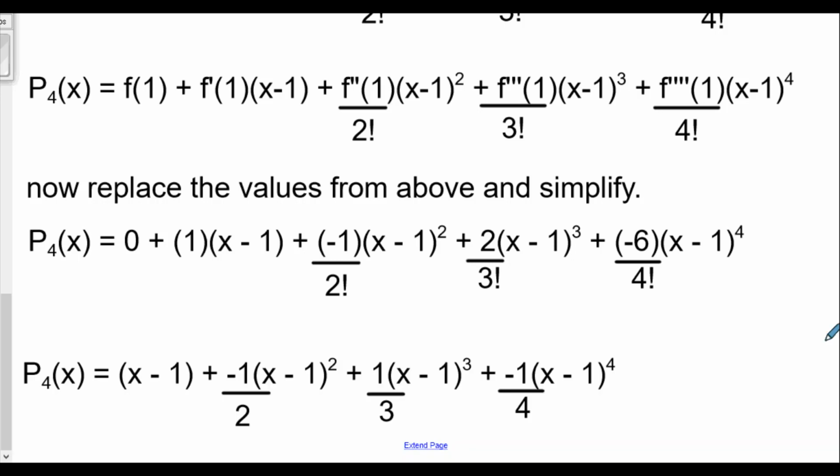We are going to get, in this situation, P4, the 4th polynomial, will be x minus 1 plus negative 1 over 2 times x minus 1 squared plus 1 over 3 times x minus 1 cubed plus negative 1 over 4 times x minus 1 to the 4th. So we're just finding our coefficients. The coefficients really help us out because we have the same pattern we're using for our polynomials here. Okay, so this is where we're going to end.